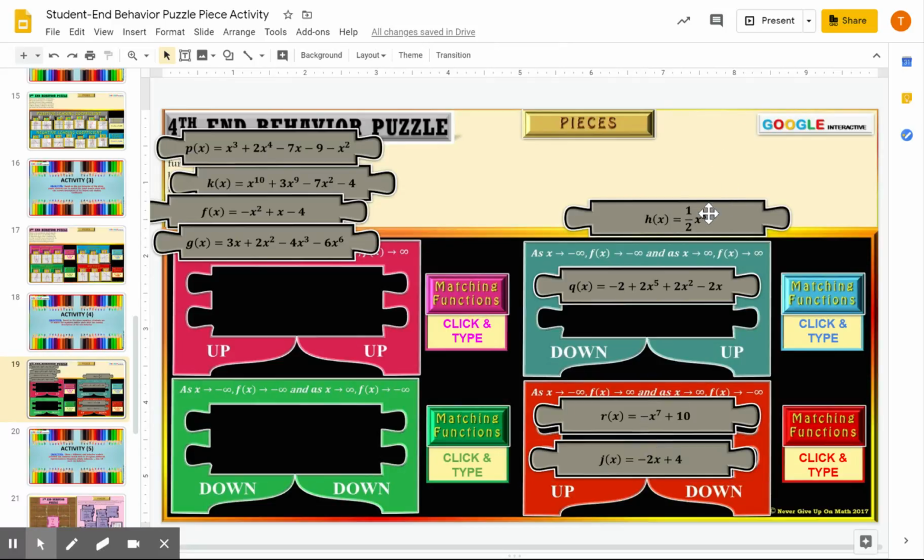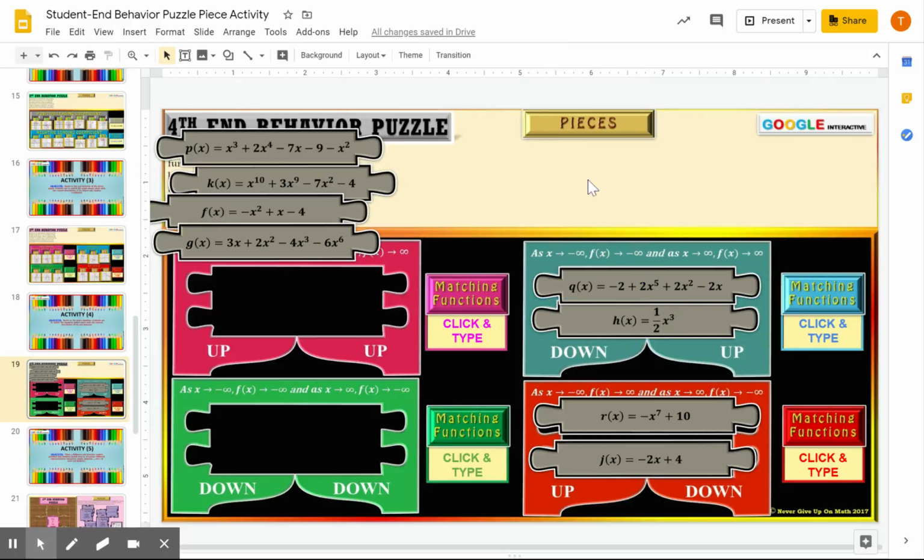Again, by process of elimination, we know this has to go here, but why? Let's justify it. Well, the leading coefficient here, or the only coefficient really, is 1/2. 1/2, even though it's not a whole number, it is a positive number, so it is going to go here because it's going up on the right.